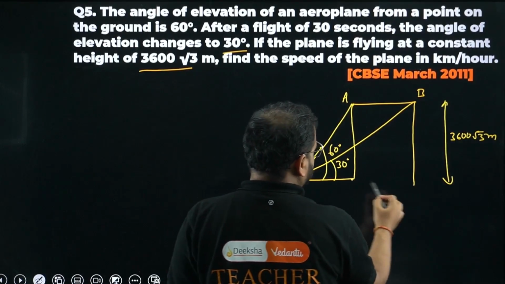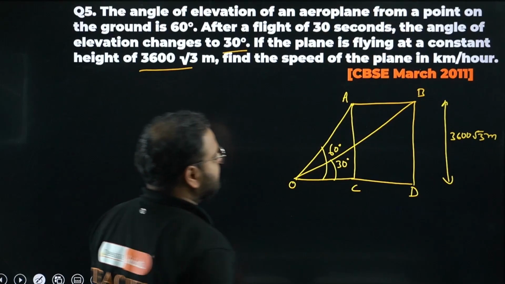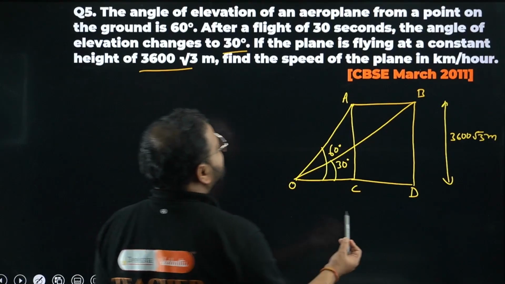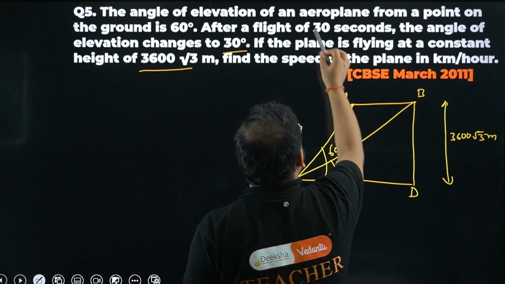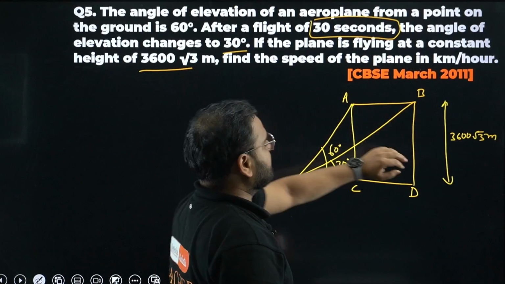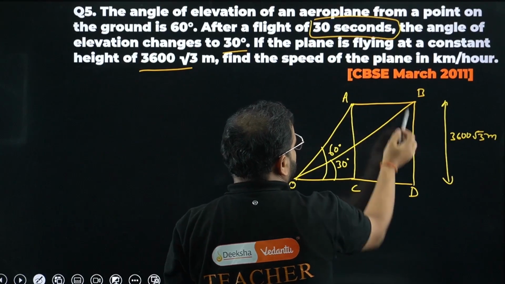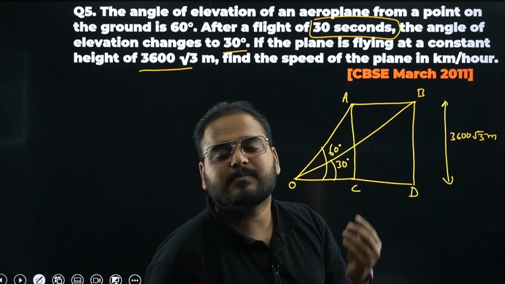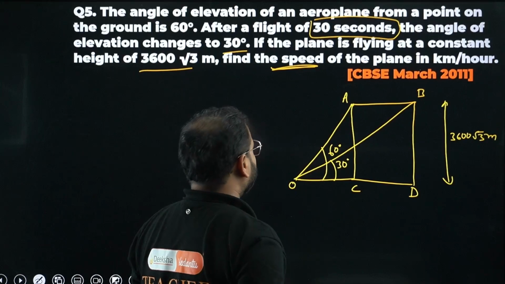So let's call these C and D. Great. So what are they asking? To find this, we know the time. Time from C to D is 30 seconds. Time taken from reaching point A to B is going to be 30 seconds. If somehow we can find this distance AB or CD, we'll use the formula distance by time to get speed. They have asked us speed. What's the formula for speed?